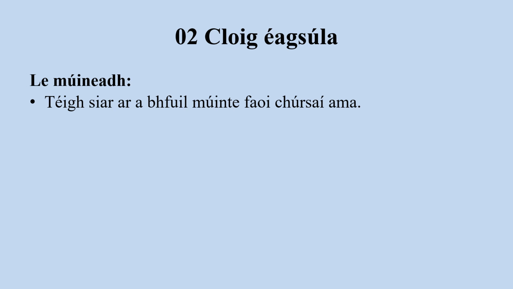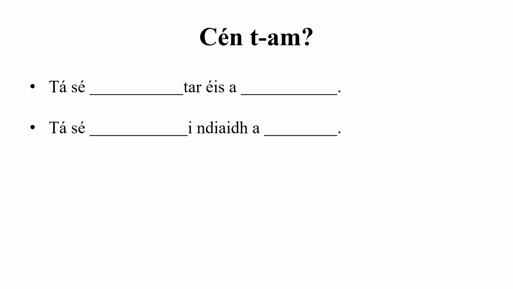Reviewing what we've taught so far about time. And if you remember correctly, when we're saying it's 10 past 3 or 10 after 3, we have two different ways that we can say it. Tá sé deich tar éis a trí, or tá sé deich i ndiaidh a trí.